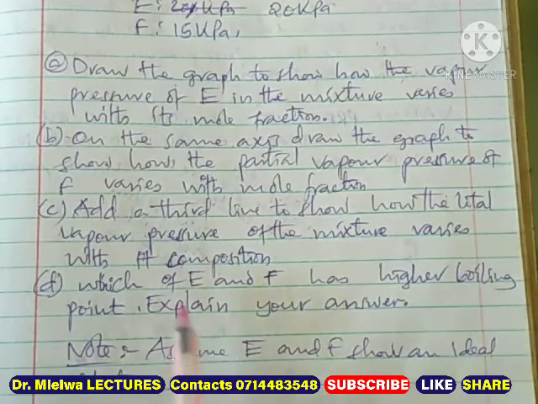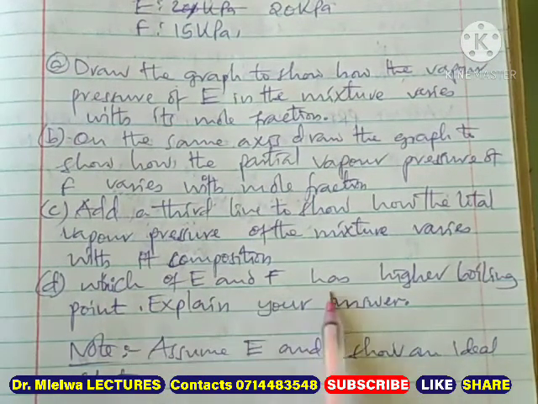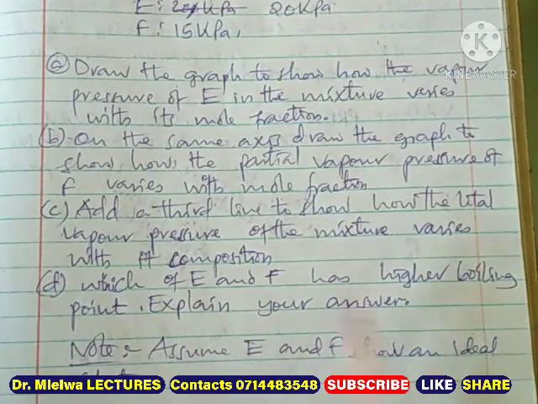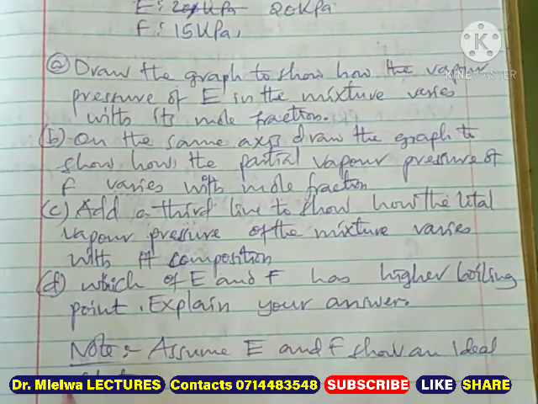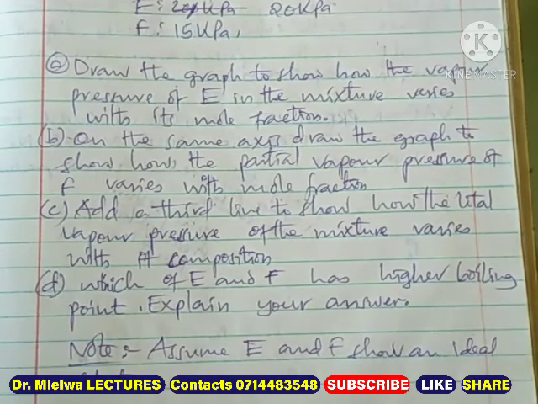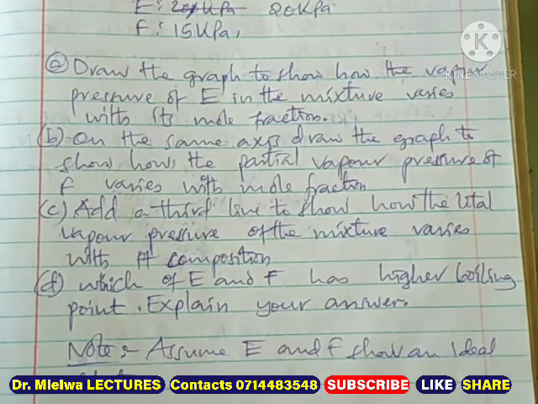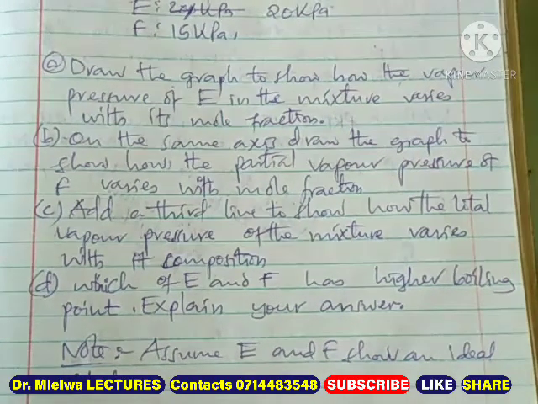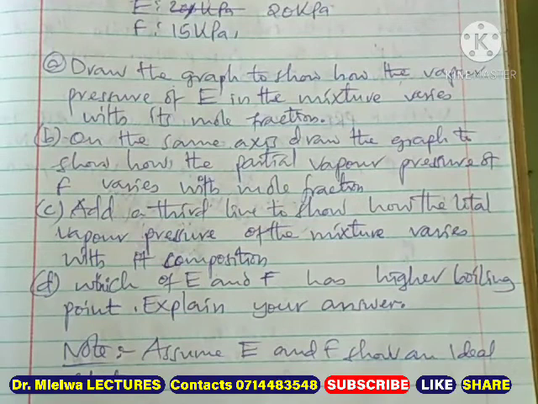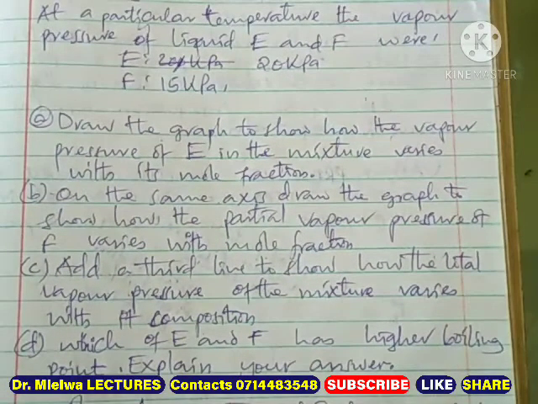Na D, which of E and F has a higher boiling point? Explain your answer. Note that assume E and F show an ideal behavior or ideal solution. Again, kama unataka kupractice unaweza kujipractice mwenyewe, lakini kama hutaki sisi tunakuwa tunaendelea mbele. Vapor pressure tumepewa 20 na 15.